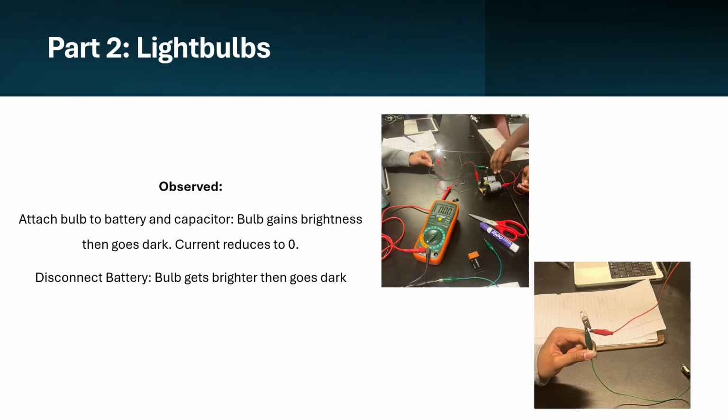Part 2, which was when light bulbs were added to the battery and capacitor, it was observed that the bulbs gained brightness and then went dark after a while, with the current reducing to zero. When the battery was disconnected, the bulb got brighter again and then went dark.